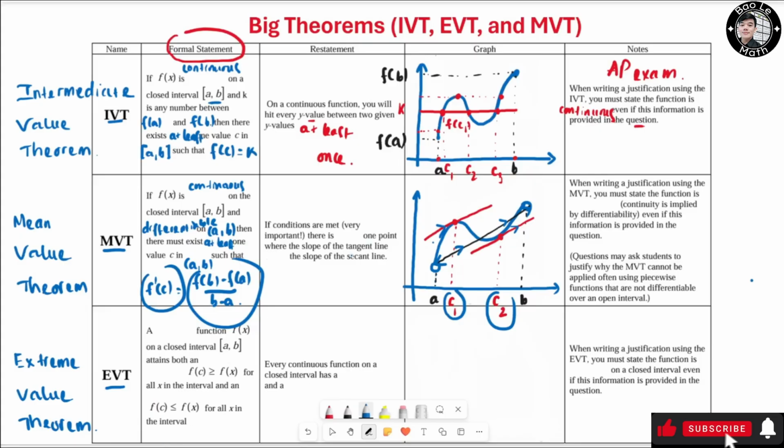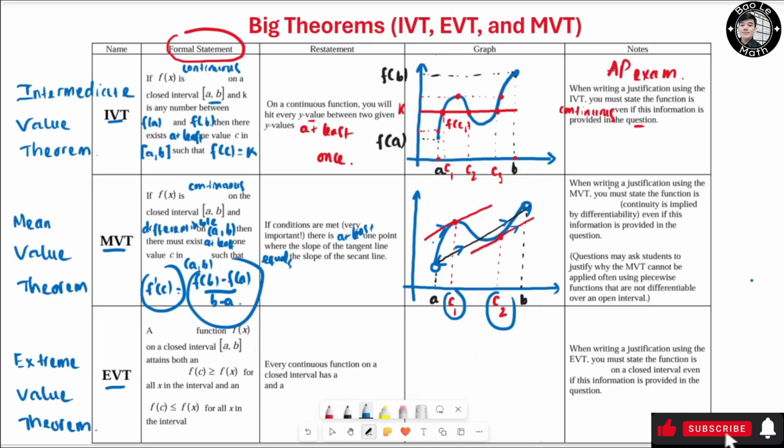Now we're going to restate the theorem. If conditions are met, very important, there is at least one point where the slope of the tangent line equals the slope of the secant line.